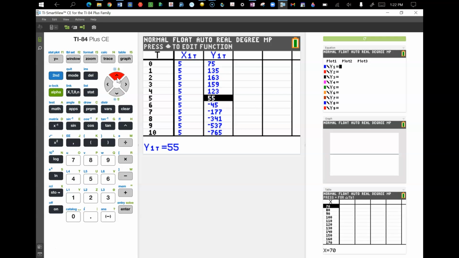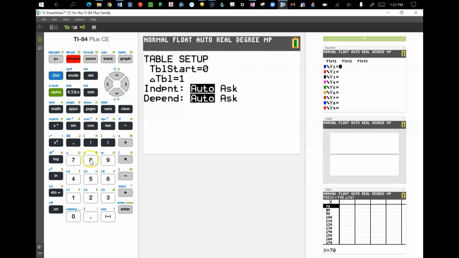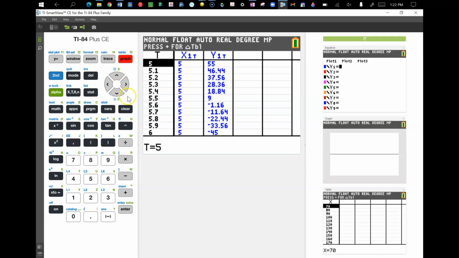What that tells me is that the object struck the ground somewhere between 5 and 6 seconds. So if you want to get a better idea of when it actually struck the ground, you can go back to the table set by hitting second and the window button and say, I'm going to start at 5 seconds, but I'm going to go up in tenth of a second increments, because I know somewhere between 5 and 6 seconds is when the object hit the ground. So we go back to our table and we can see that the object struck the ground somewhere around 5.6 seconds.